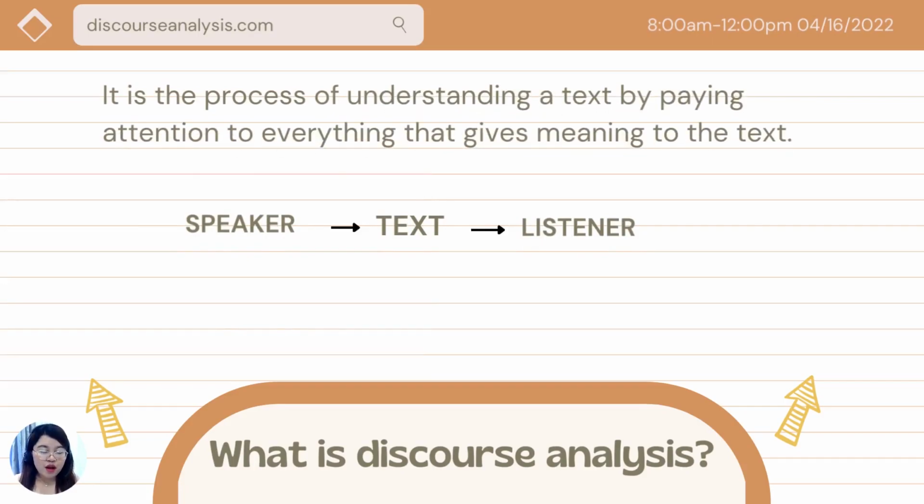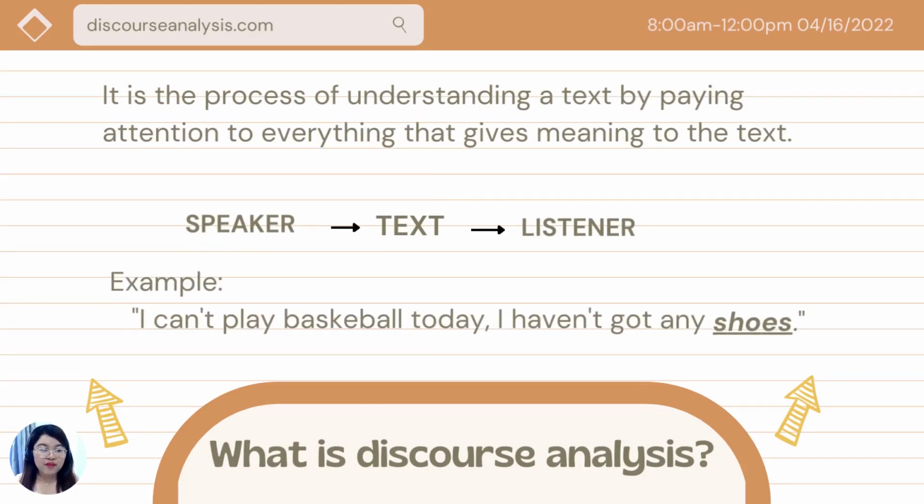So as an overview of discourse analysis, let us first define what discourse analysis really is. I have provided there the definition. It is the process of understanding a text by paying attention to everything that gives meaning to the text. I have prepared a simple graphic illustration showing the process of a discourse. We have there the speaker, the text, the listener, and I'm pretty sure that we are all aware of the roles of the speaker and the listener in a daily conversation or interactions, right?